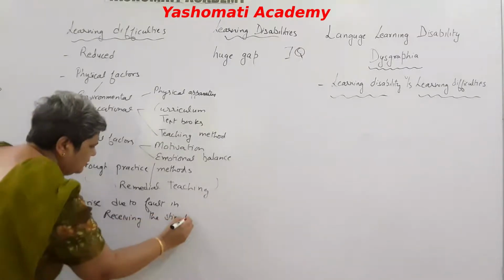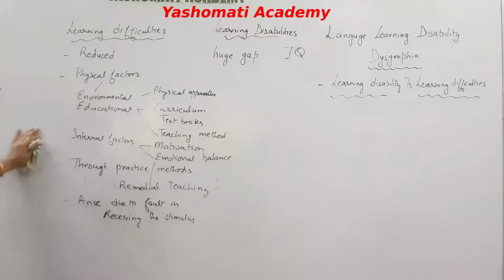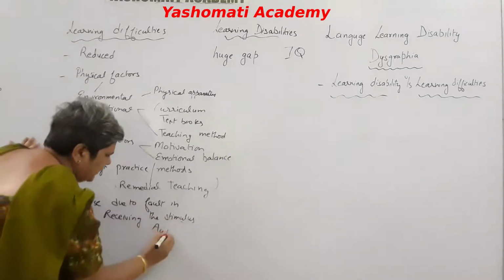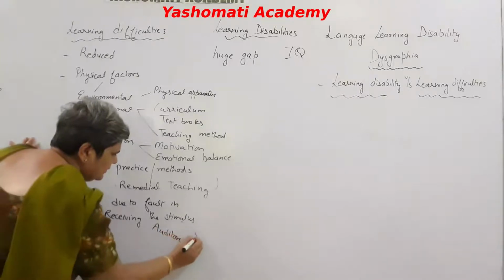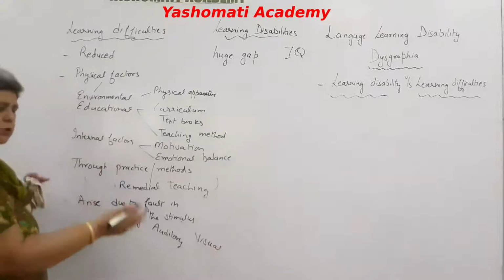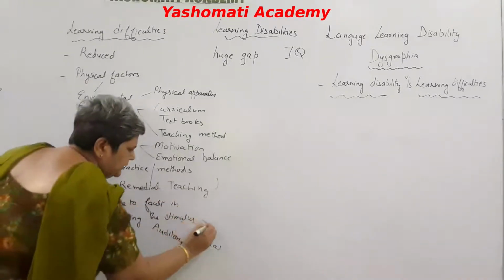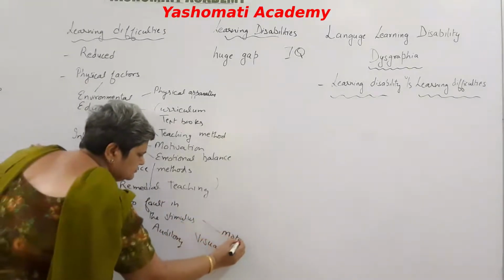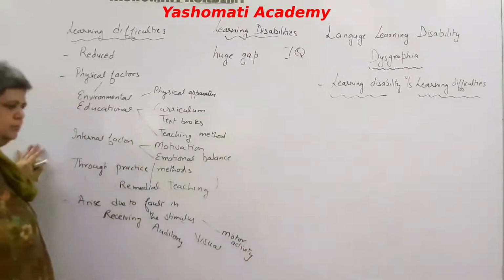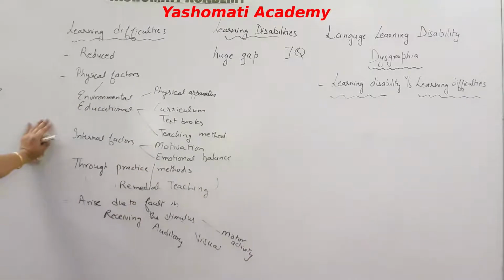What two stimuli are most important for classroom teaching? That is auditory and visual. And how do we show the output? That is by motor activities. I hope we all remember that motor muscles are of two types, gross motor activities and fine motor activities.